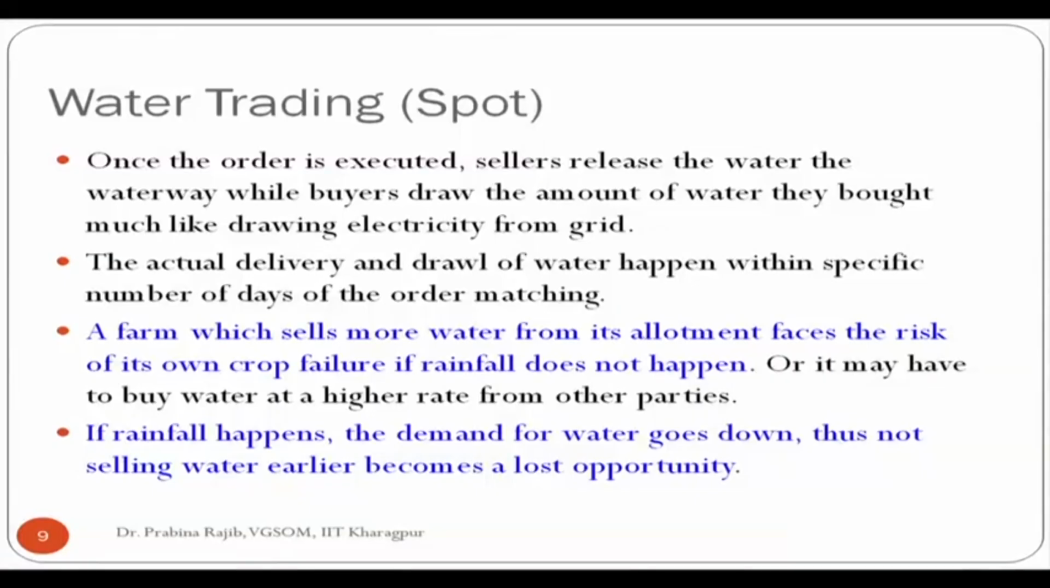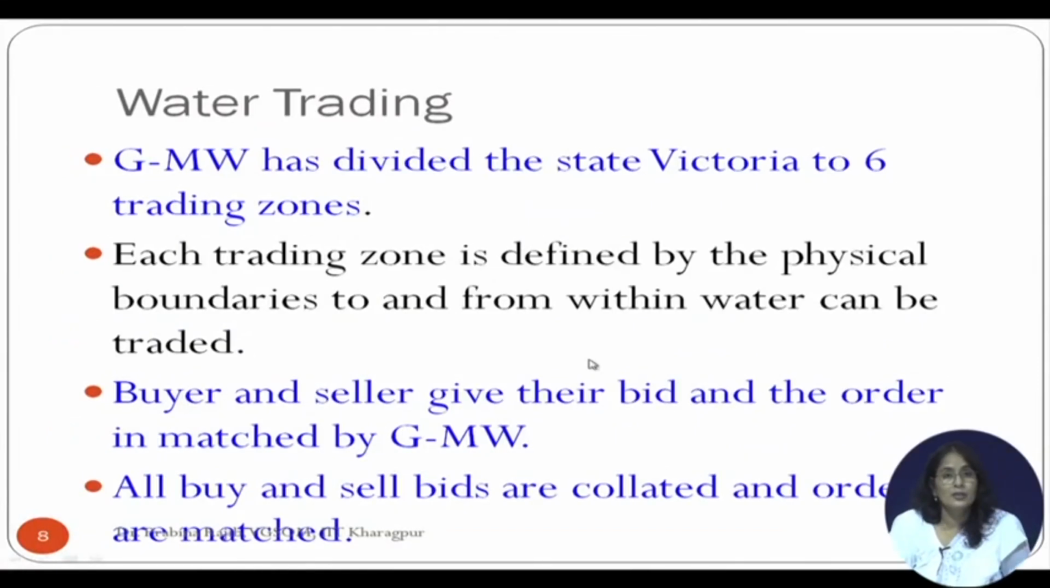So how exactly does order matching happen? The buyer and seller give their bids, and the order is matched by the Goulburn-Murray Water authority. All buy and sell bids are collated and orders are matched, and accordingly buyers consume more water and sellers get more money through this transaction. Of course, derivative contracts like futures are not yet traded, but I don't think there is much time left.